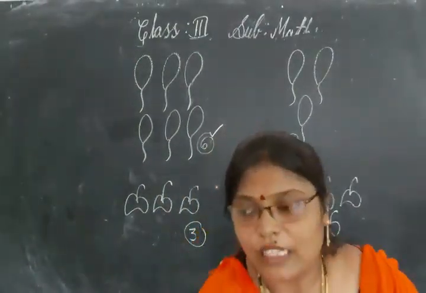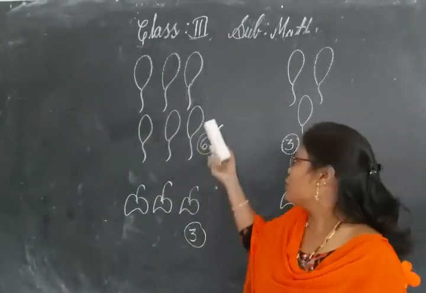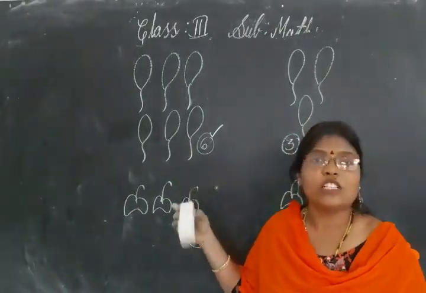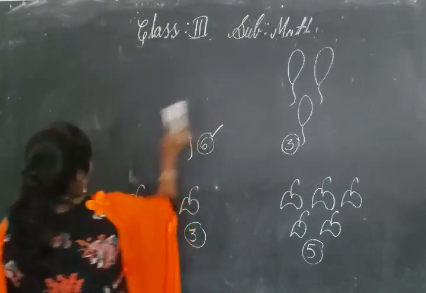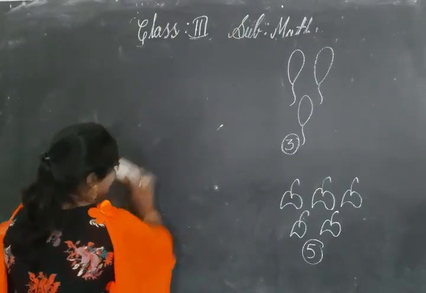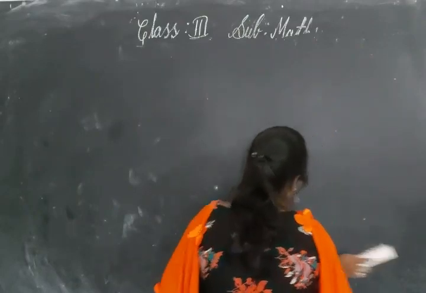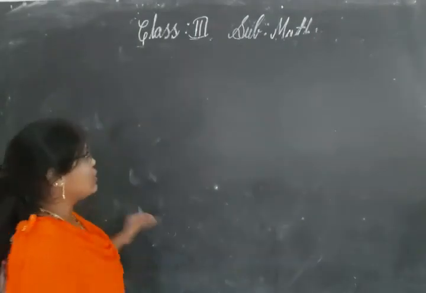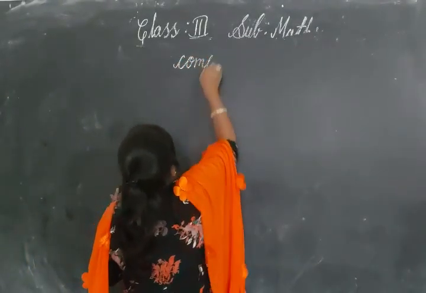See children, to find in which group we have more or less, what did we do? We just compare. It is nothing but comparison. So just like this, we will compare numbers. So today our topic is comparing numbers.